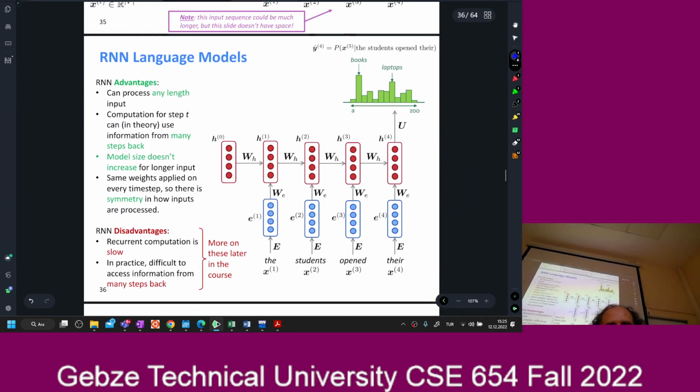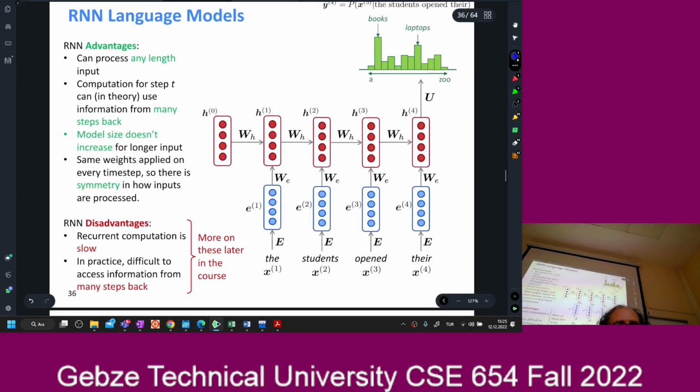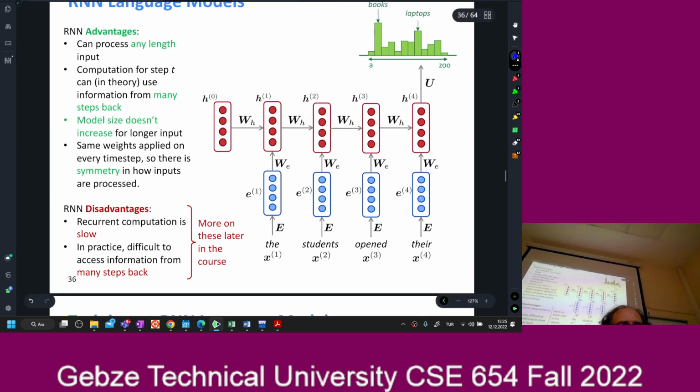Okay, I can process any length input, and computation for step t can use information from many steps back. Model size doesn't increase for longer input. That's important. Whatever the input is, it's just this and this. That's it.